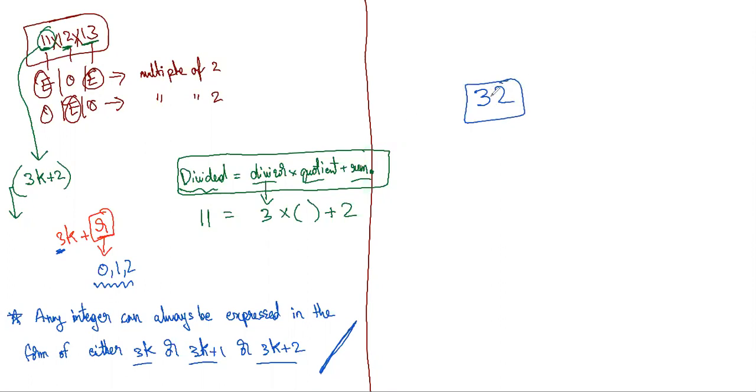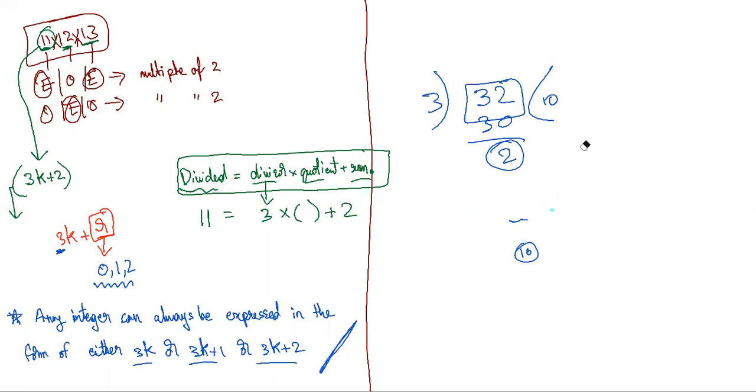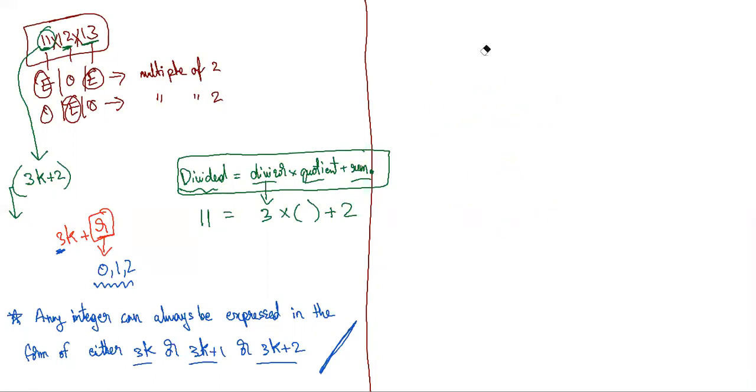So 32, when I divide 32 by 3, what is the remainder? Sir, 2. That means 32 can be written in the form 3k plus 2, where k will be equal to 10. Everyone understood, no? Like this, you can use the same procedure for any number. So any number will be either in the form of 3k or 3k plus 1 or 3k plus 2.